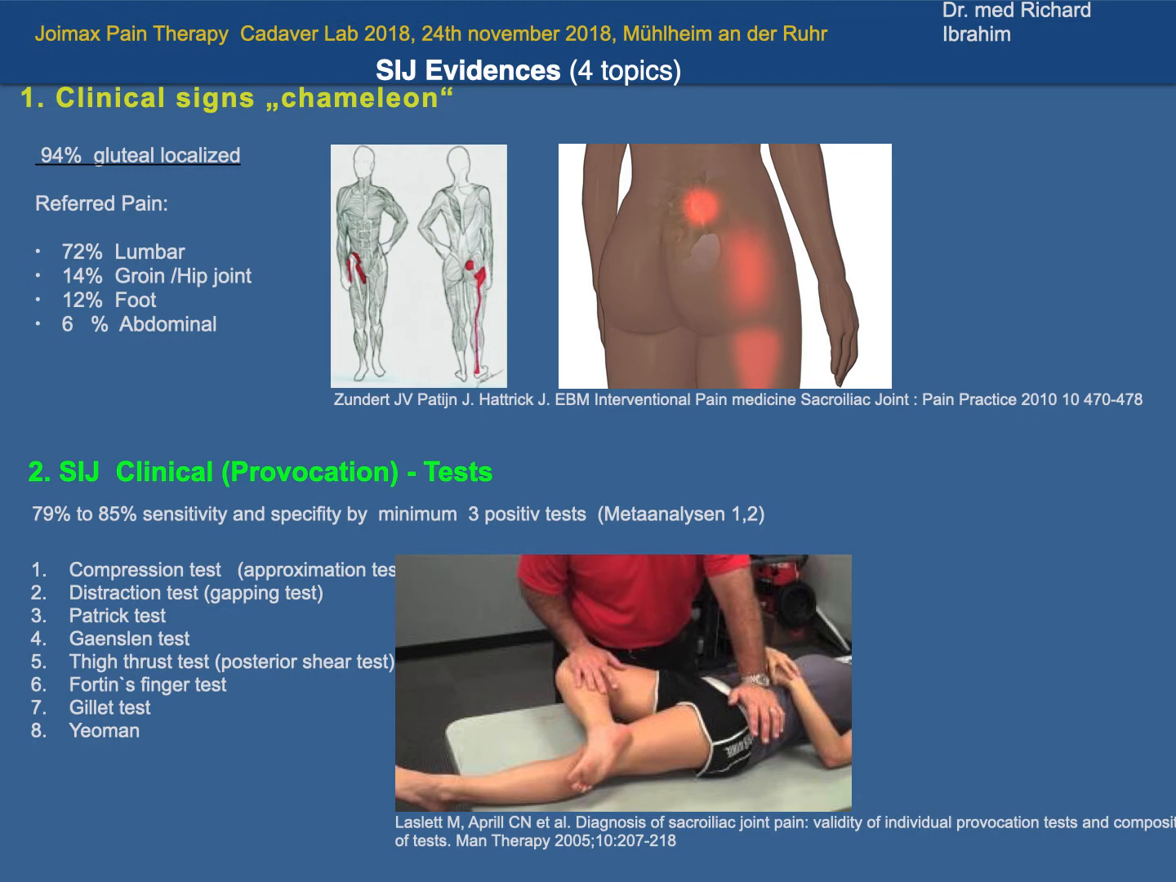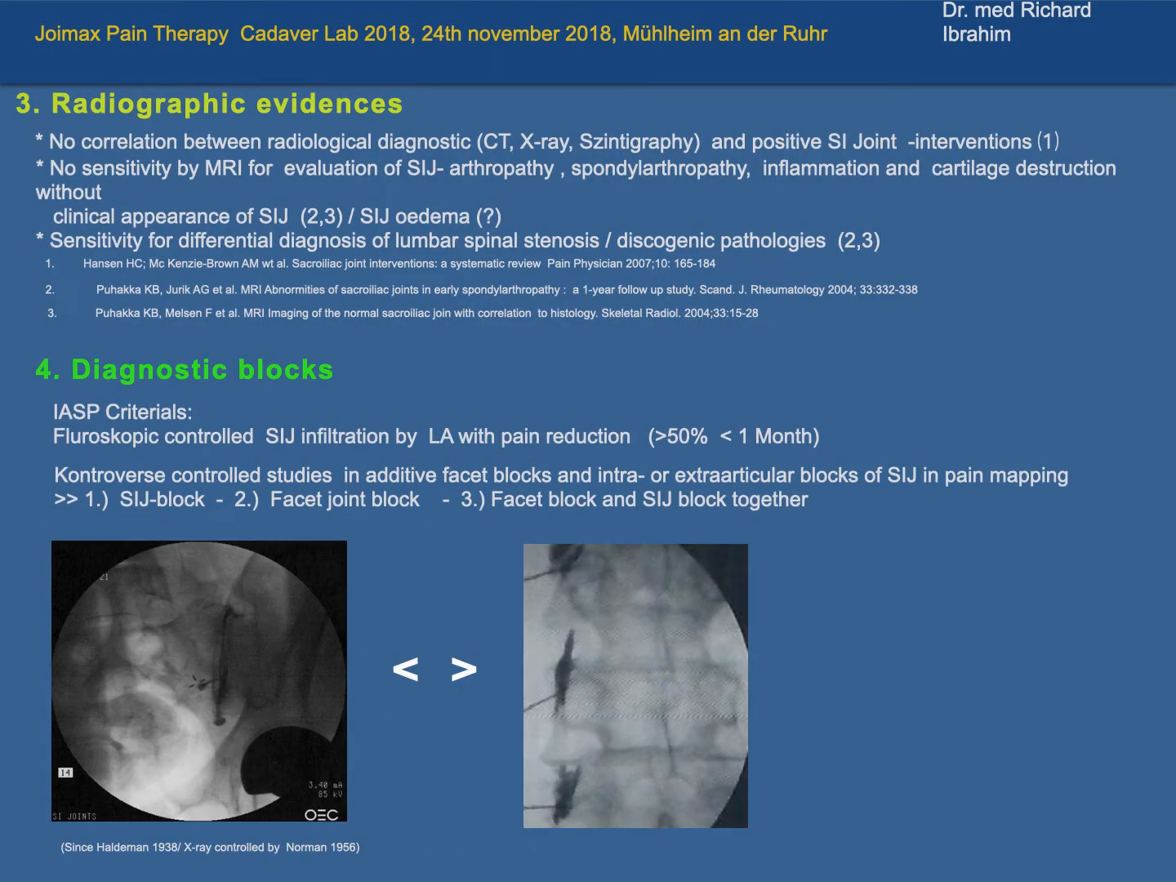For the clinical provocation tests, which is not well known, you have different parts. We call this the typical signs of distraction, of compression tests, or this thigh thrust test with a leg push on the SI joint, a Gaenslen test, and you should know just 3 different tests to make a clear, nearly 85% of sensitivity and specificity to this SI joint problem.